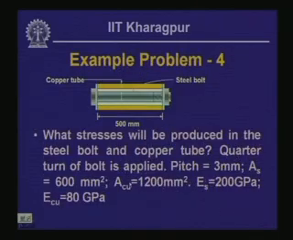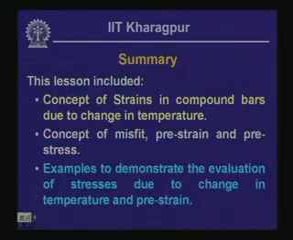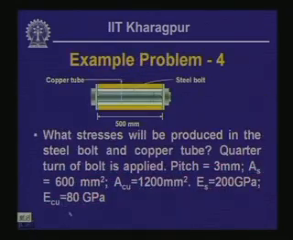Well, we have another problem: what stresses will be produced in the steel bolt and copper tube if we allow a quarter turn of the bolt? Pitch of the bolt is given as 3 millimeter and area of cross section is 600 millimeter square, and with these parameters you need to compute the value of the stress.